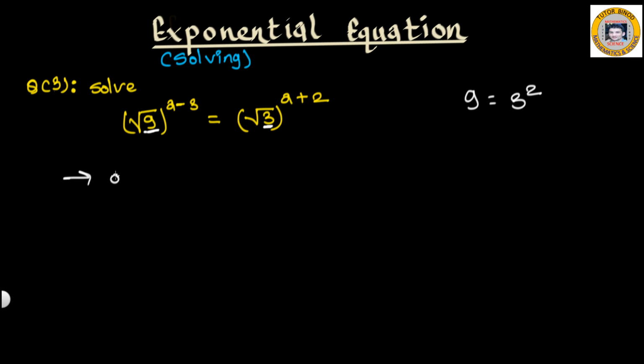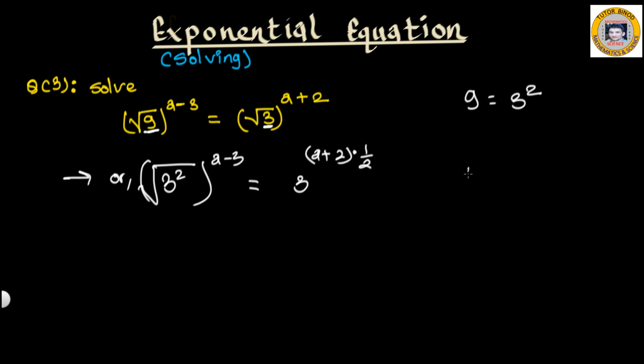So on the left hand side I would have 3 to the power 2, root over, square root of this one raised to the power a minus 3, equals, the right hand side is nothing but, I can write it as a plus 2 times 1 over 2, because the square root of any number is equivalent to a to the power 1 over 2. So the square root can also be written this way.